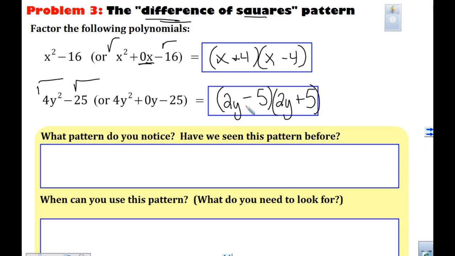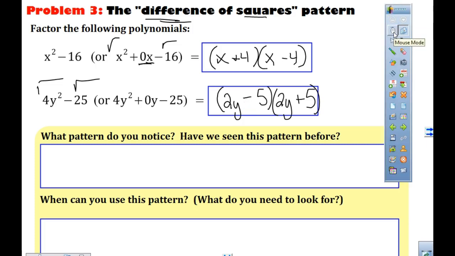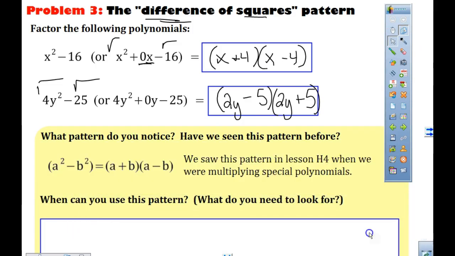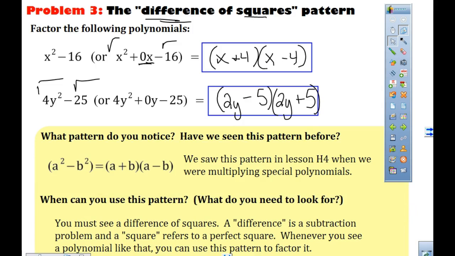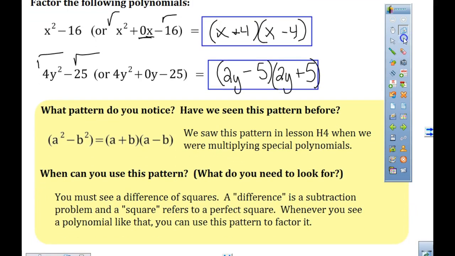So the question says, what do we notice about our pattern? When we are taking a look at our pattern, I'll let you copy these down that I have. This is what you want to write down in your notes. So a squared minus b squared is always going to be equal to the sum and the difference. Where did we see this earlier? In lesson H4, when we were multiplying our special polynomials.